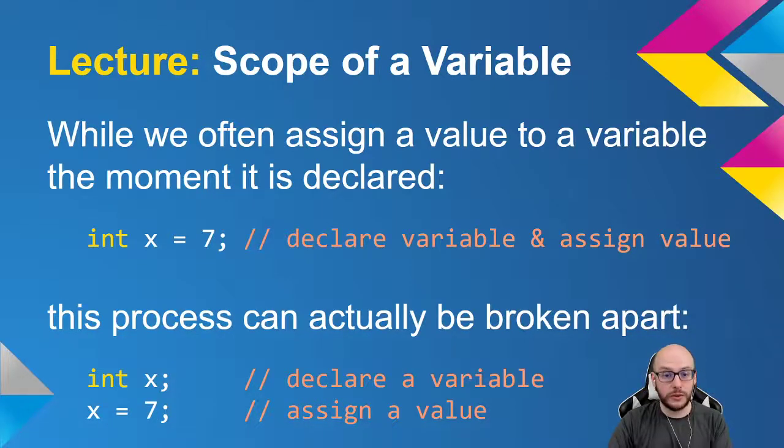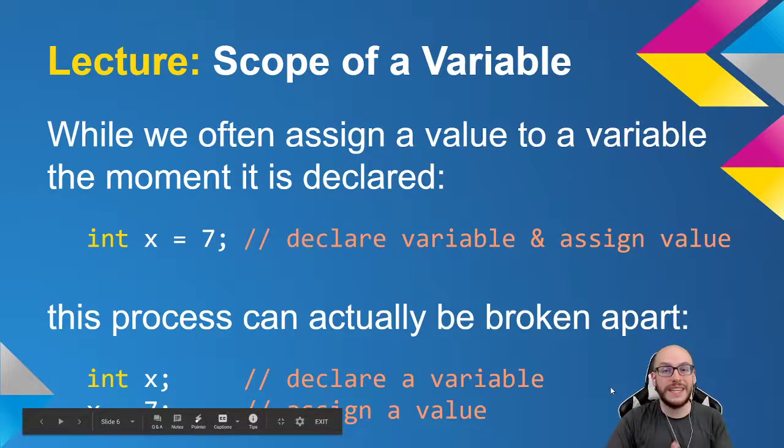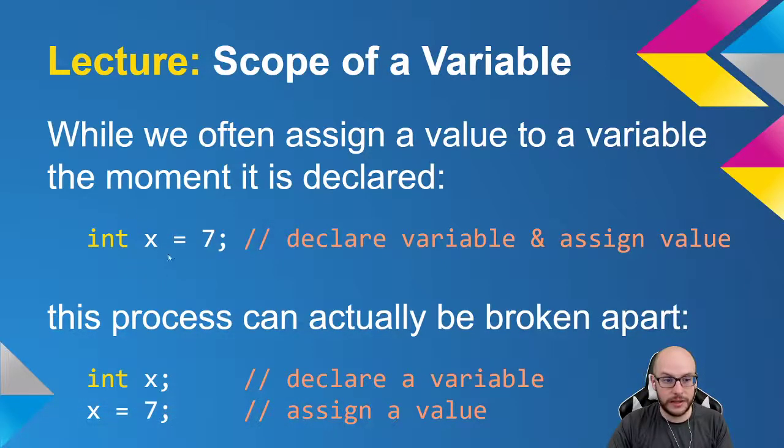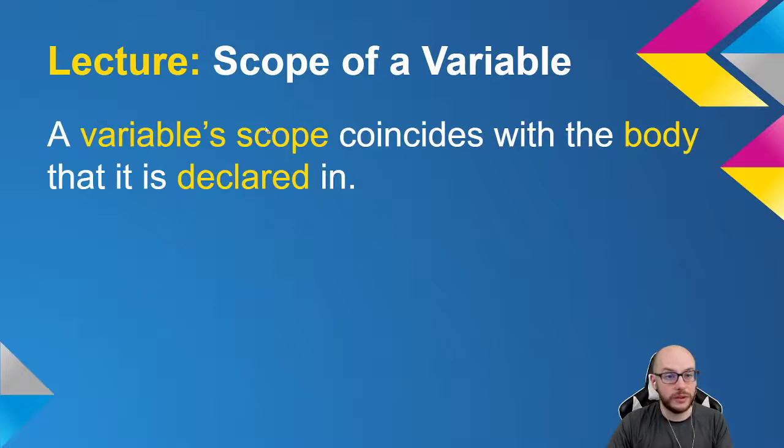We rarely do this. We rarely create the variable and then assign it a value later. But what I want you to understand is what we're talking about is the scope coincides with where the variable is declared. Okay? This is actually two different steps, right? We have variable declaration on the left-hand side, and on the right-hand side with our equal sign here, we're actually assigning it a value. That can be broken apart. A variable scope coincides with the body it is declared in.